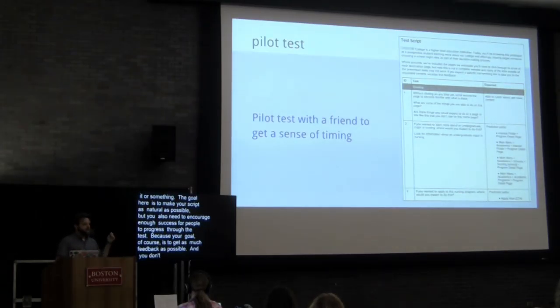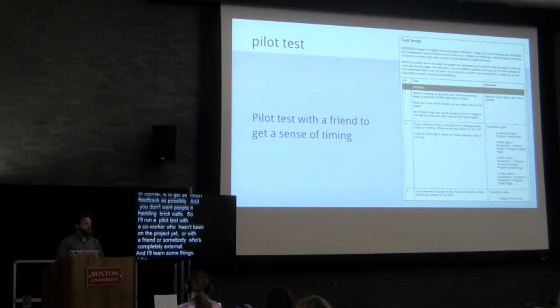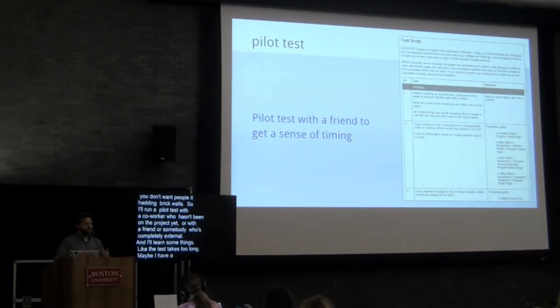So a lot of times, I'll run a pilot test with a coworker who hasn't been on the project yet, or with a friend, or somebody who's completely external, and I'll learn some things, like the test takes too long, maybe I have a specific time window, or they get hung up on the way I phrased something. Like earlier I used the term IA, and then I realized, well, maybe not everybody in here knows that IA means information architecture. So that's a perfect example where you might use an industry term that somebody doesn't really understand in the test, and it ends up being a problem with the test, not a problem with the interface.